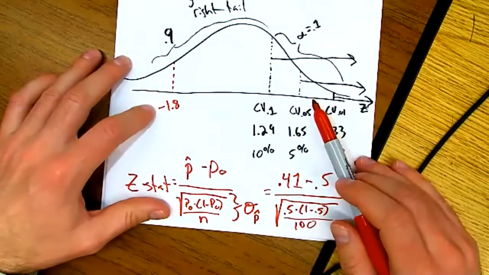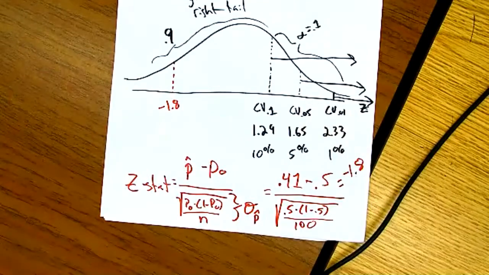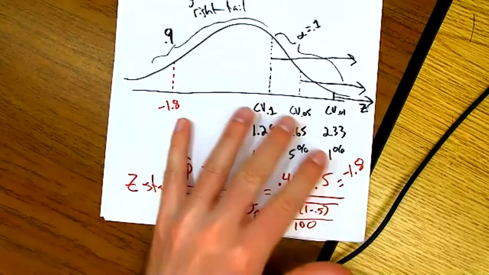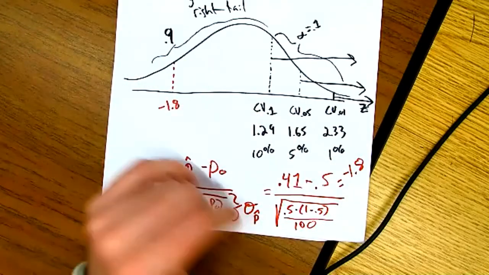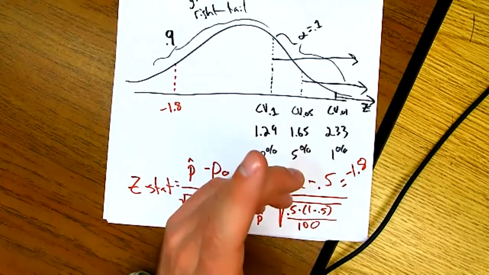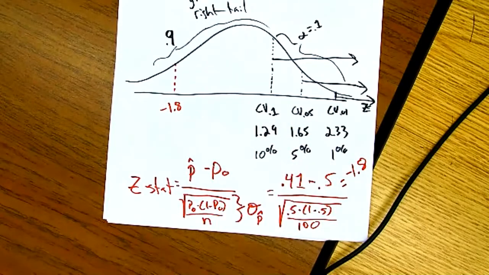Well, clearly, my test statistic is nowhere near my rejection regions, right? I mean, it's not even the right sign. So this is a not interesting one, in that we clearly fail to reject at all these levels. We're nowhere close to being in that rejection region.